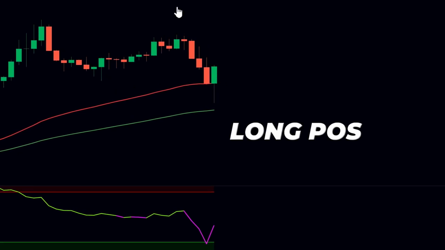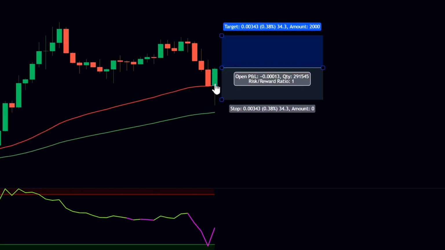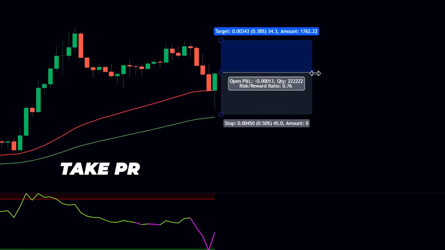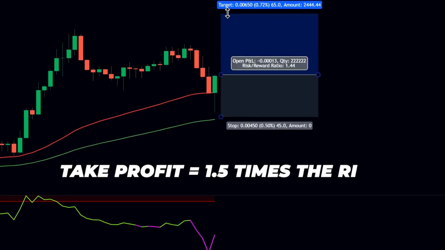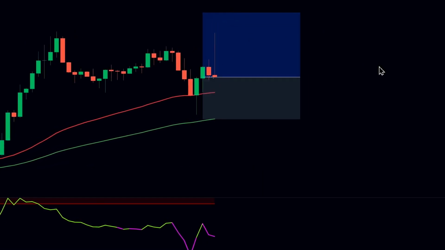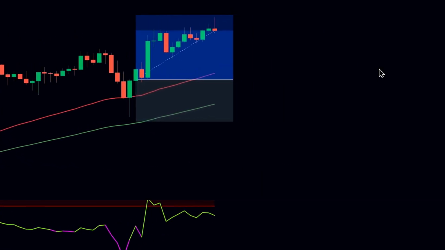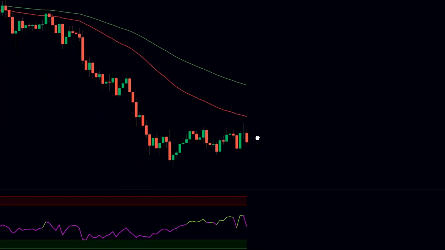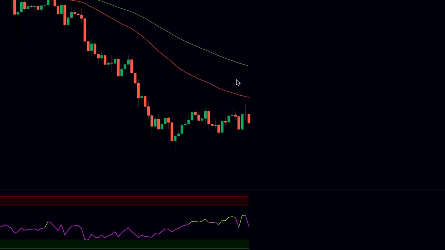So we entered a long position here, set the stop loss under the recent swing low and the take profit at 1.5 times the risk. As the trade plays out, you'll see it was profitable. Let's apply the same strategy in a bearish trend. Here, the price trades below both EMAs, confirming a bearish market.